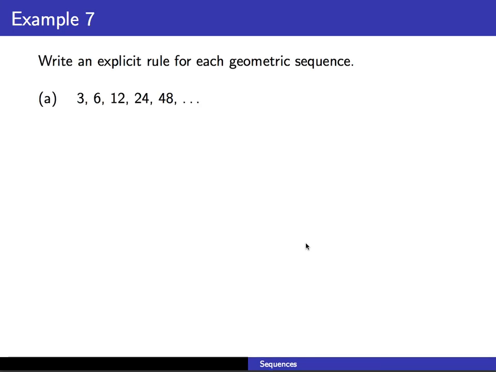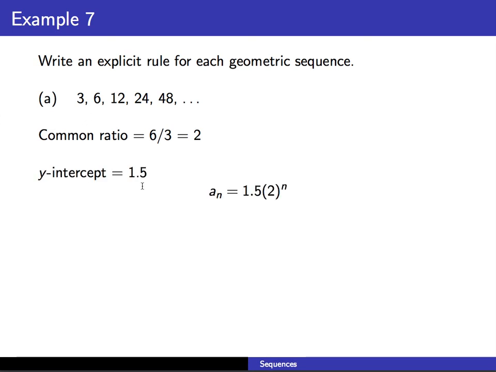All right, example 7, write an explicit rule for each geometric sequence. We have our 3, 6, 12. Well, we saw this already, but for the common ratio, just take 6 divided by 3, we get 2. So we have to double each term to get the next term. Y-intercept, 3 divided by 2 is 1.5. So we have 1.5 times 2 to the n power as our explicit rule.